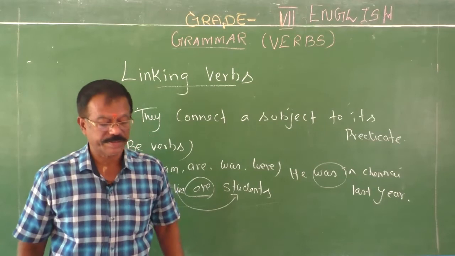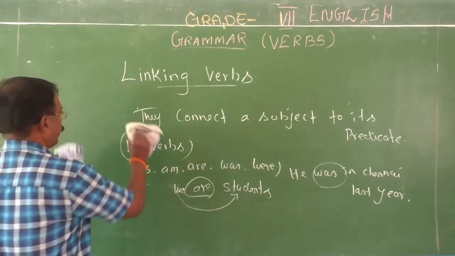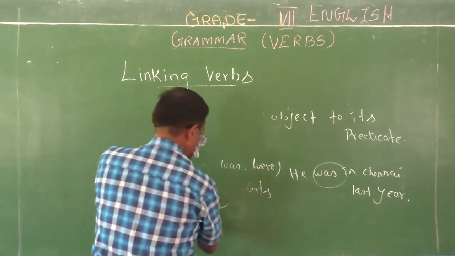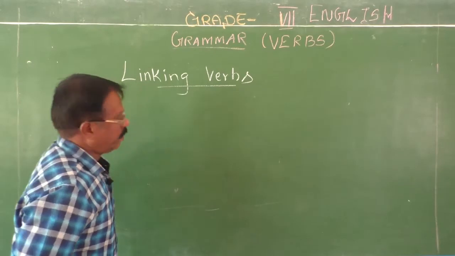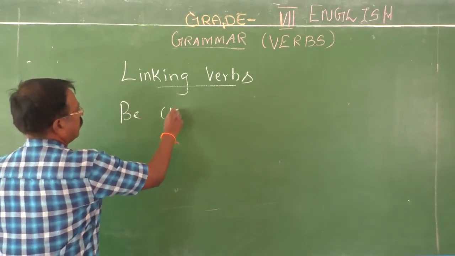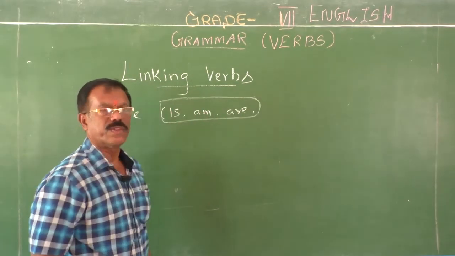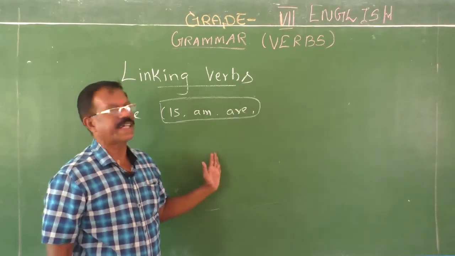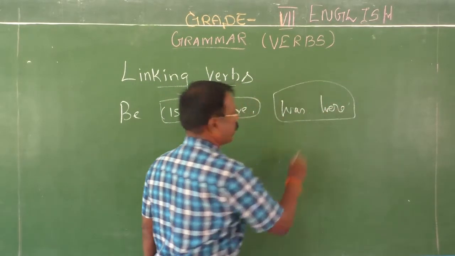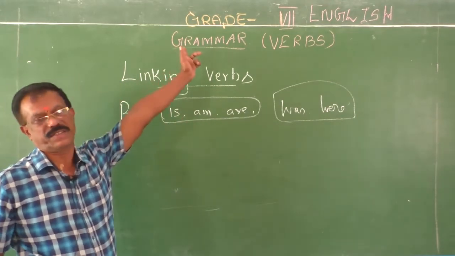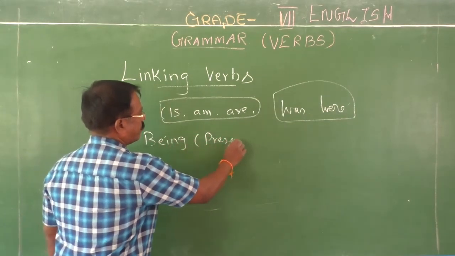Be forms of the verbs. And then being, another part is there. I will explain, children. Listen to me very carefully. See, is and are are present forms. They refer to the position of a person or thing at present time. Okay, right. Then was and were. They refer to the position or state of a person in the past. Okay, right.